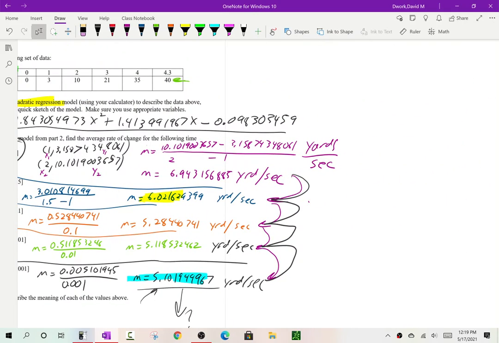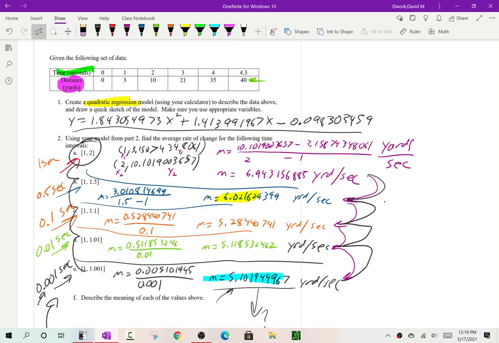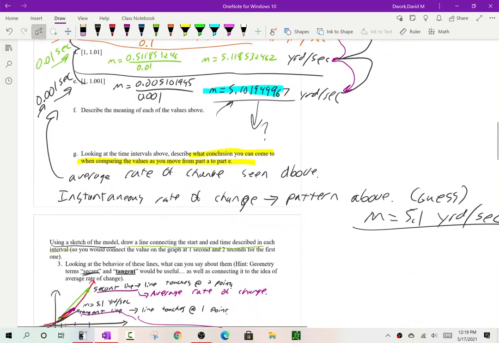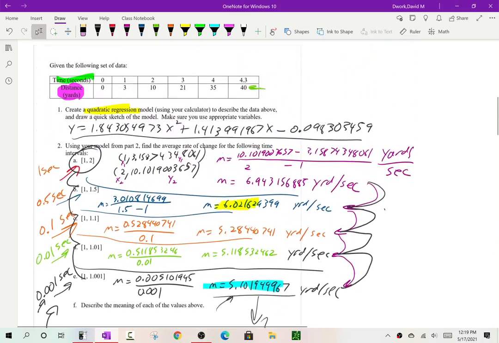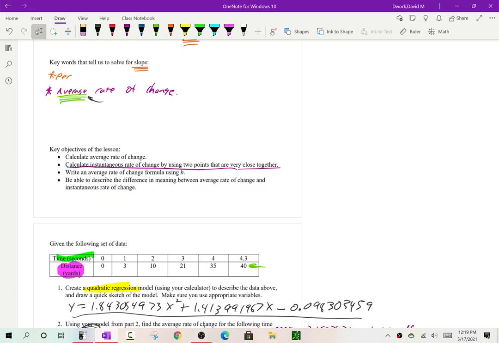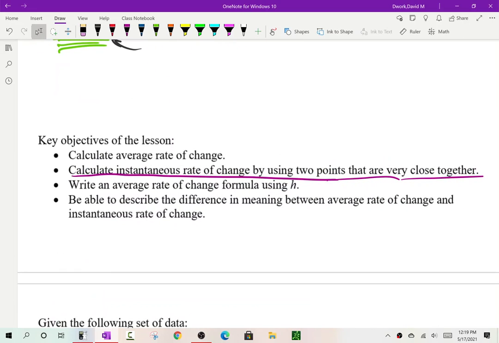We're going to take 2 points that are far apart and slide them closer and closer and closer. Go from 1 to 2, 1 to 1.5, 1 to 1.1, and so on and so forth. All right, and then what's next on our list of things we need to be able to do? We know how to calculate average rate, instantaneous rates of change. Yes, that's our guess. Now we need to be able to write an average rate of change formula using h.